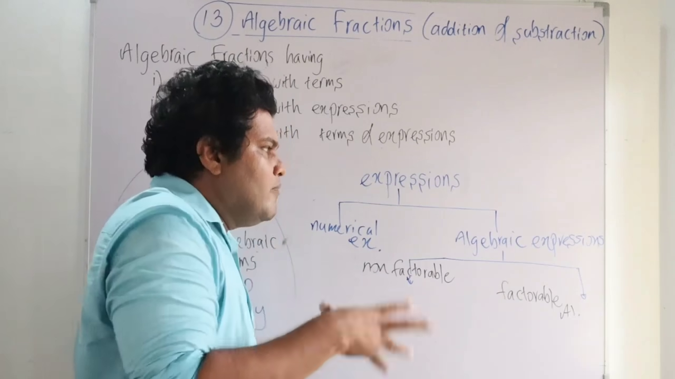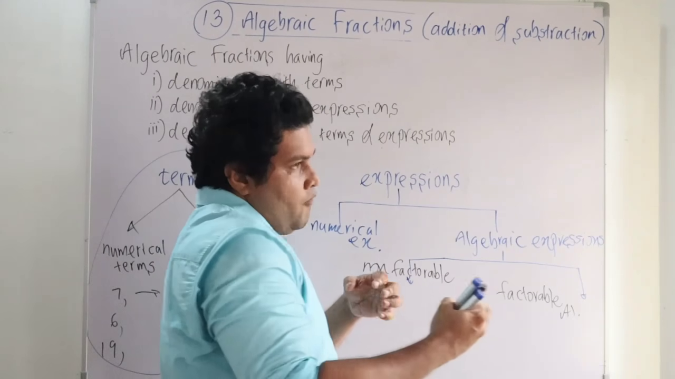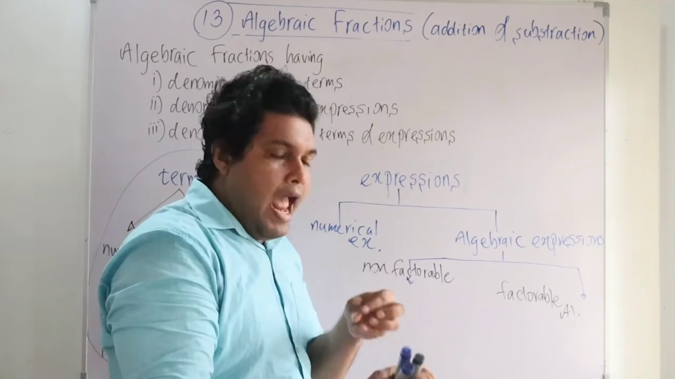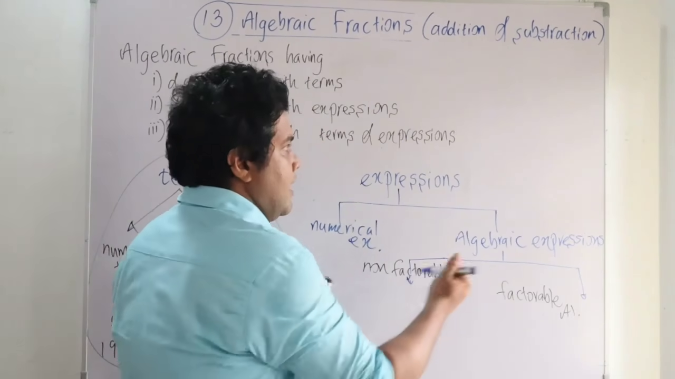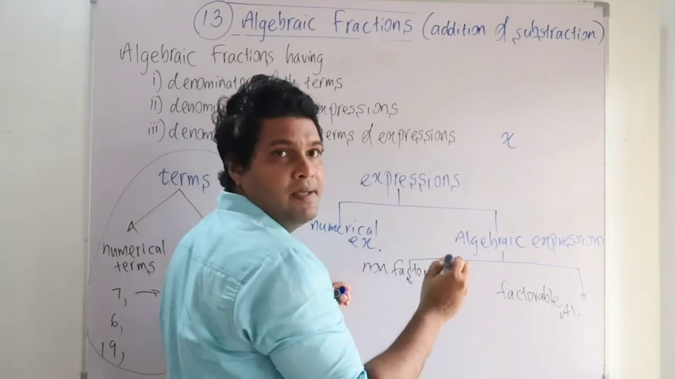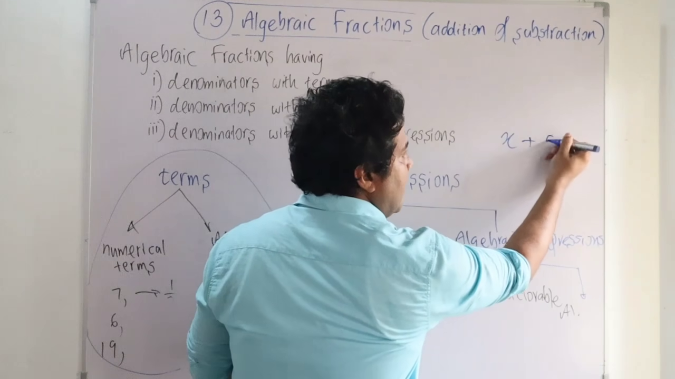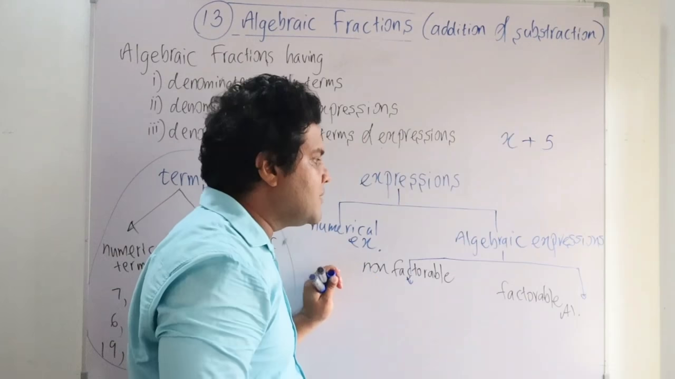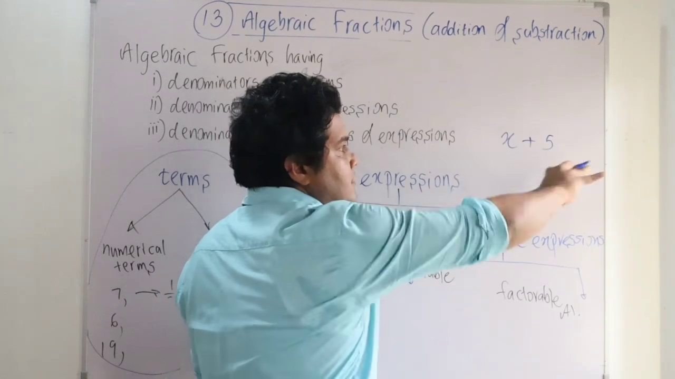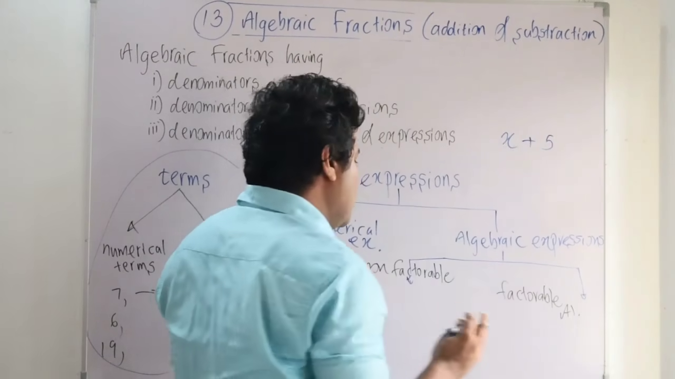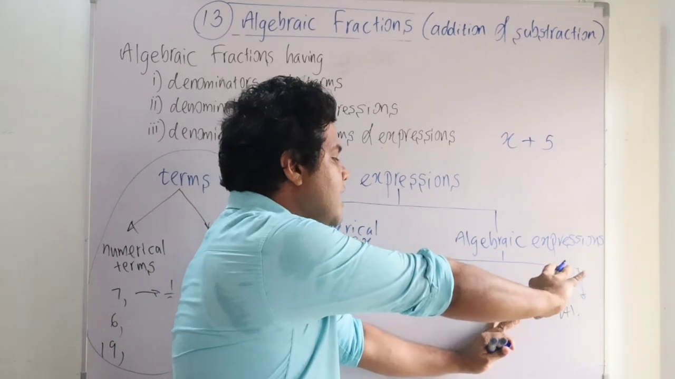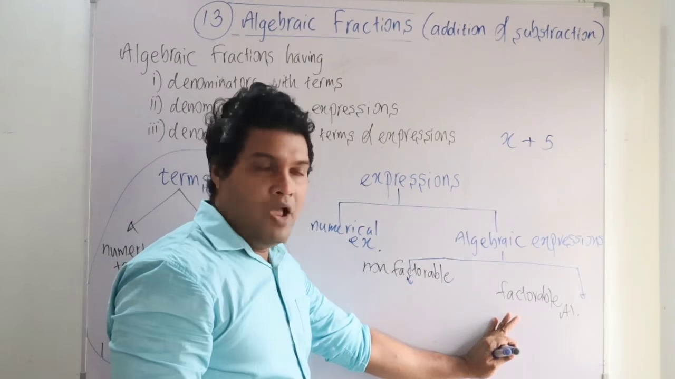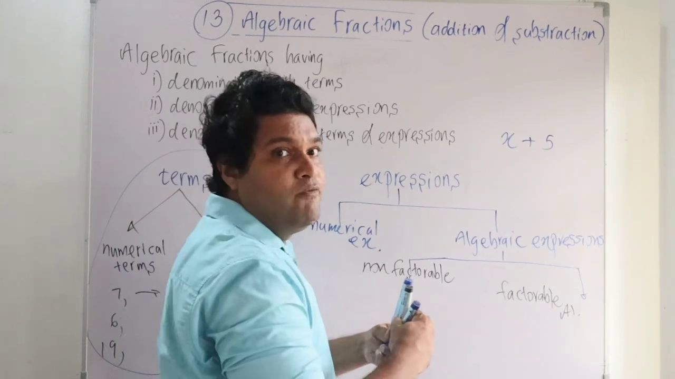Okay, an expression always has to be written with at least two terms. You think of numerical terms and algebraic terms with numbers together, and this will be an algebraic expression. But by writing these kinds of algebraic expressions, you must remember some expressions are non-factorable, some expressions are factorable. Now, what are the non-factorable expressions?